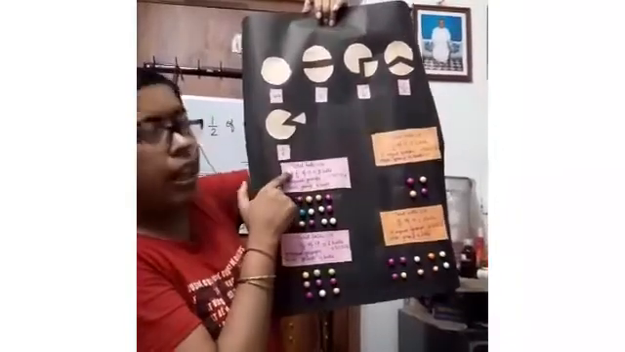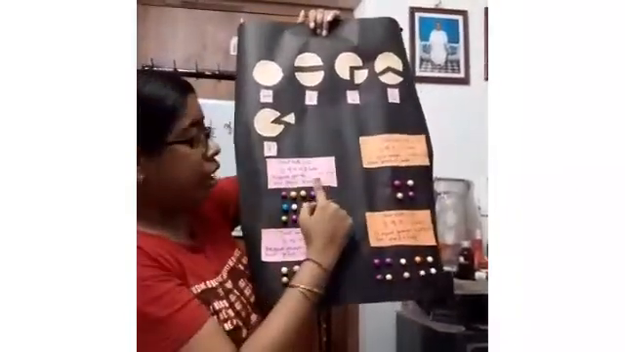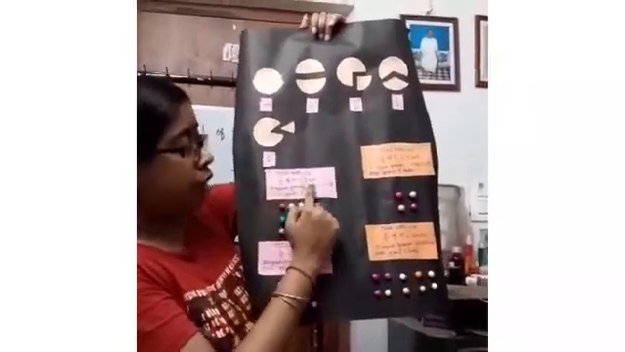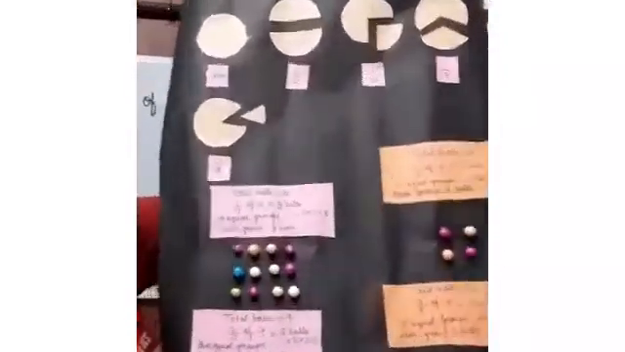And how many groups do I have to take? 1. 3 into 1 is equal to 3. 1/4 of 12 is equal to 3 balls.